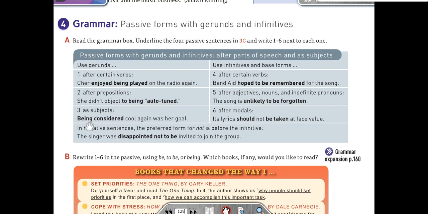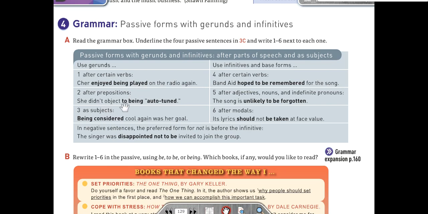And as a subject, being considerate. As you see, okay, again, observe in all of them, we are using the verb to be and the verb in past participle. Before we have another verb that is telling me that this is going to be an -ing, but we have again the verb to be. Cher disfrutaba siendo escuchada en la radio nuevamente. Bueno, no es la traducción literal, pero pues se puede decir, ¿no? O sea, que la vuelven a poner.